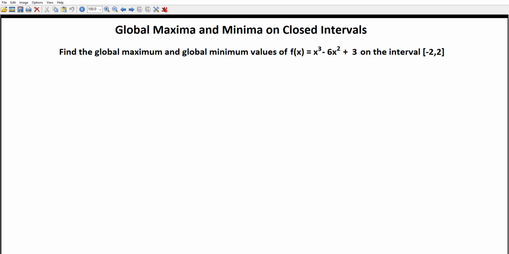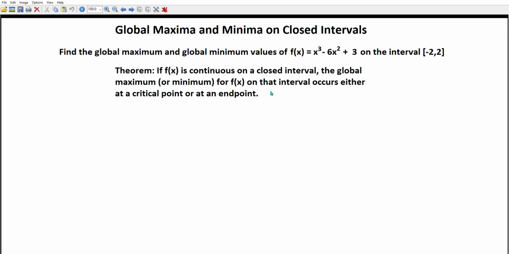Now let's use what we've just talked about to find the global maximum and global minimum values of a function f of x on a closed interval. So here's f of x, it's x cubed minus 6x squared plus 3. Our closed interval is -2 to 2. Our theorem says that if f of x is continuous on a closed interval, and notice that this is a polynomial, so it is continuous, the interval is closed, the global maximum or minimum for the function on that interval occurs either at a critical point or at an end point.